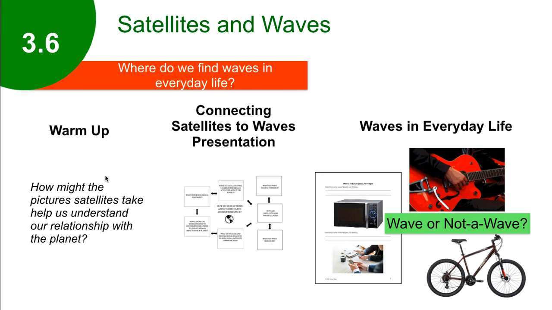In lesson 3.6, we make the bridge between satellite images and waves. We tell students that scientists know that satellites use waves, but what exactly is a wave? We use the Wave Not a Wave worksheet, where students look at everyday objects and decide if an object relates to waves or not. At this point, our goal is just to activate their prior knowledge about what waves are.